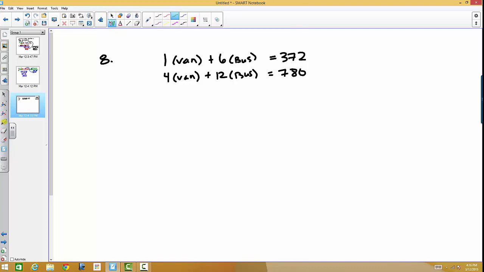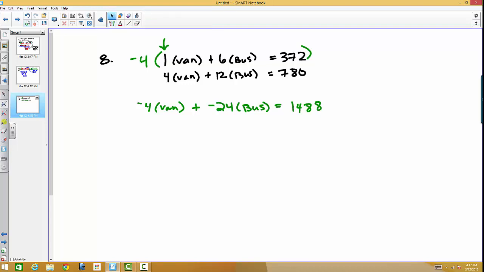Well, we need to get the numbers of one of the letters to be the same. We can do this, and we would multiply the top by 4. So the new top one is 4 times the van. Actually, if we multiply it by -4, we can add to eliminate. So let's do that. So it's -4 times the van, and then -24 times the bus would equal 4 times 372, which is 1488. And then the other equation is just as is. 4 van plus 12 bus equals 780.